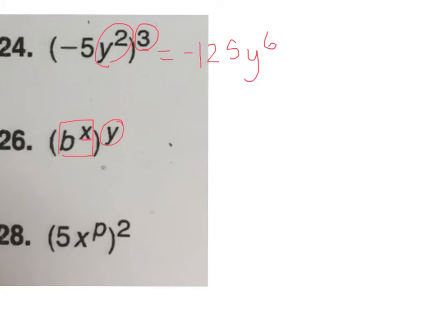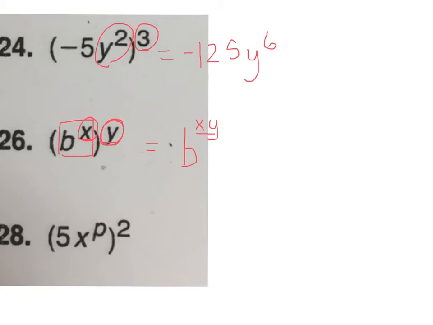All right, Hayden, on this one, I've got b to the x being raised to the y power. So when you have a power to a power, what do you do with the exponents? Multiply. And so this is going to be b to the what power? xy power, exactly. Just follow the rule. When you have a power being raised to another power, you just multiply. So he got it exactly right.